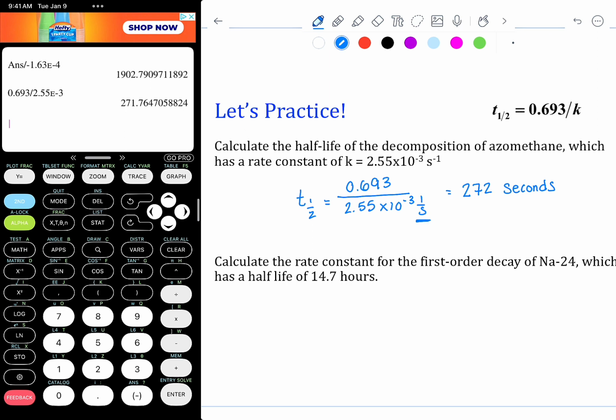Okay, so that's 272 seconds for the azomethane to decompose by half. It would take 272 seconds.